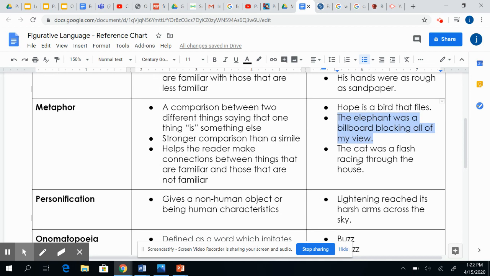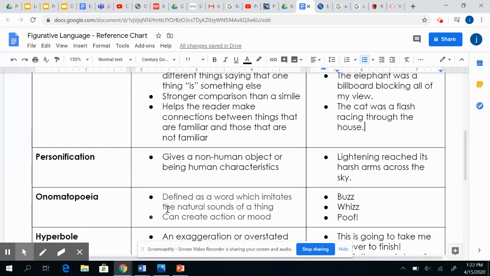Another example is the cat was a flash racing through the house. Well, cats really aren't flashes of lightning, but if you know how fast light travels, you can say that this cat just wasn't quick, but really quick, running and racing through the house.